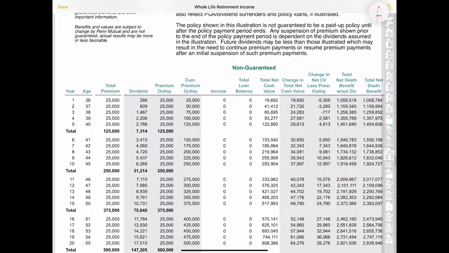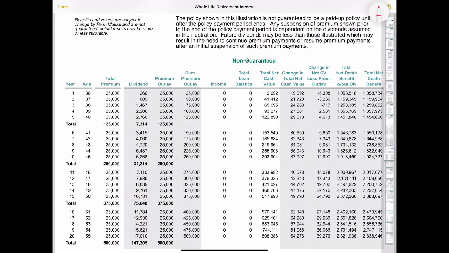We'll start on page 1 of the ledger, and we can see that we are in year 1. It shows age 36 because at the end of the year, this individual will be 36 years old. Going to pay $25,000 in annual premium, and at the end of the first policy year, we'll have $19,692 in cash value, and we'll have a little over $1 million in death benefit.